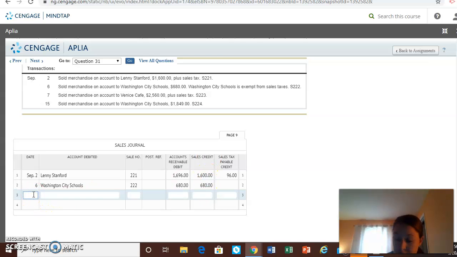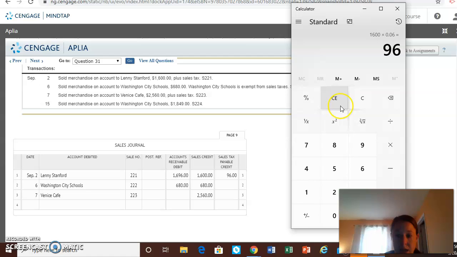Our next transaction on the 7th, sold merchandise on account to Venice Cafe. So Venice Cafe is our customer. Sales invoice number is 223. And then in sales credit, we put in the amount that's given to us, $2,560. Then we have to figure out what our sales tax is going to be. So 2,560, we're going to multiply that by 0.06. It's going to give us $153.60.